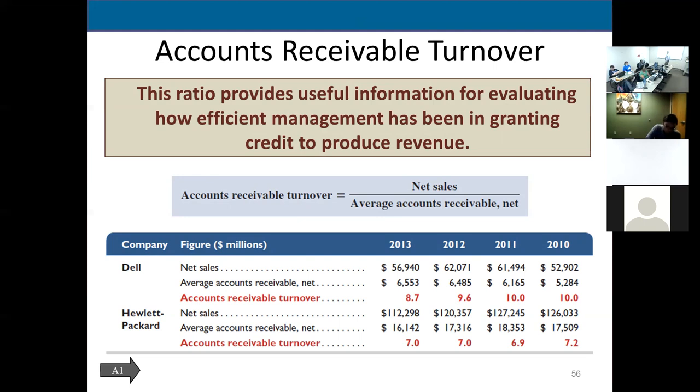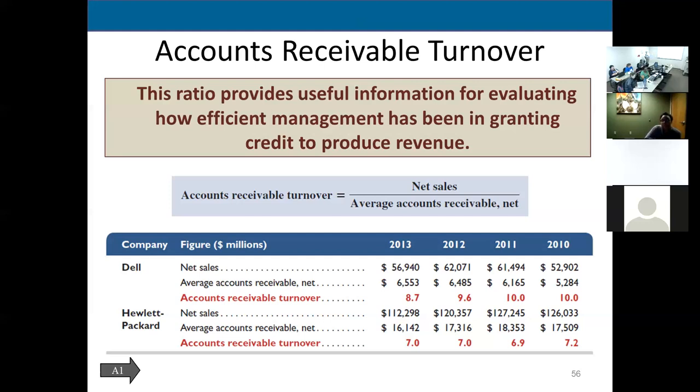I'd say Dell was doing a better job. So in 2013, Dell's accounts receivable turnover was 8.7. HP was 7. Could HP be doing better? Because there's less turnover? Do you want to be turning over? No, not calling Dell. Because Dell has $6,530 in accounts. Average accounts receivable means what's open.